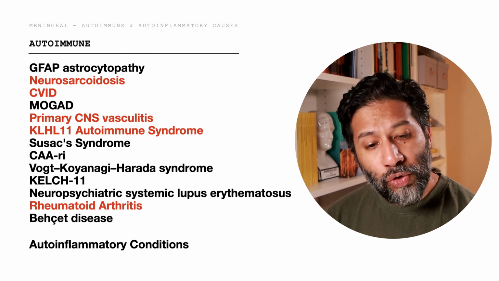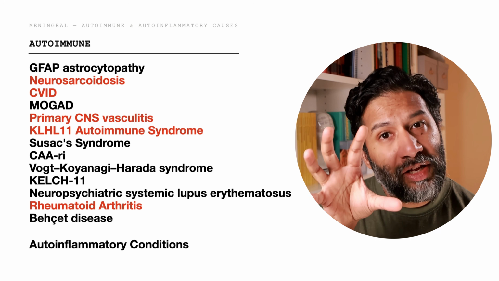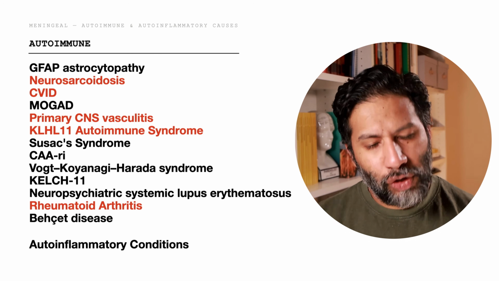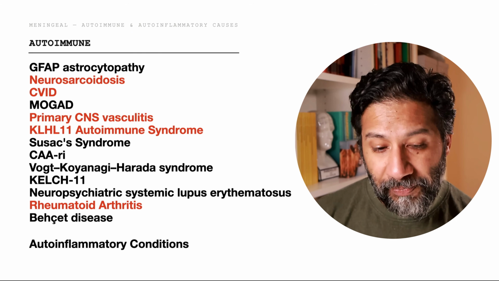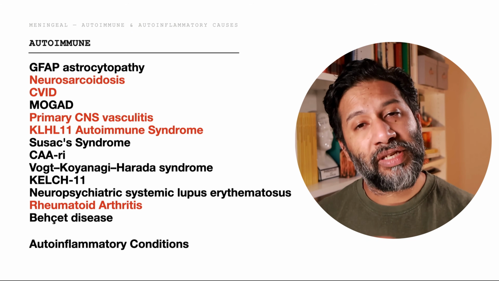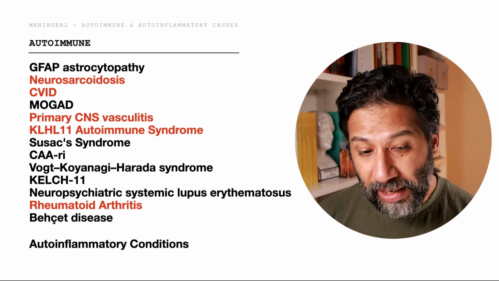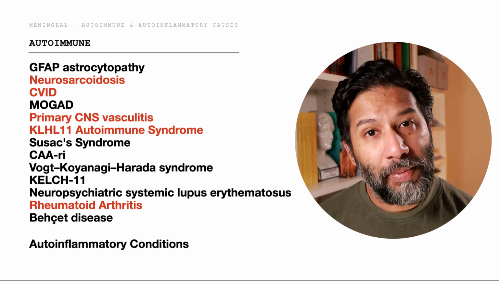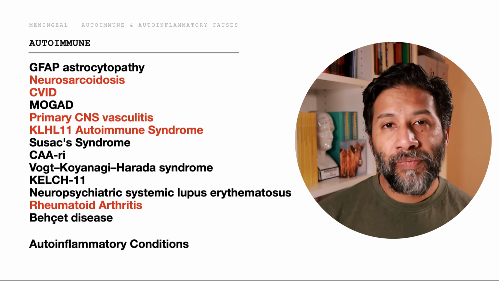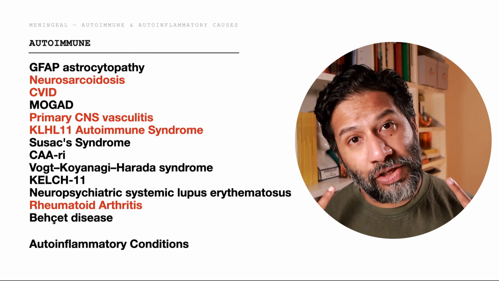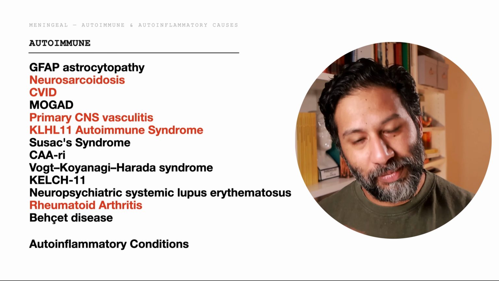MOGAD can cause a condition called cortical encephalitis, where they get this contrast enhancement peripherally in the leptomeninges, and they can get thickening of the cortex, classically seen in T2 FLAIR. Then CLHL11, KLHL11, is an autoimmune syndrome that presents with a testicular seminoma, and patients can present with a brainstem rhombencephalitis pattern, and sometimes they can also get this granulomatous inflammatory pattern as well. Susac's, which is the classic brain, ear, and eye syndrome, they get branch retinal artery occlusions, they get sensorineural hearing loss as well, and they can get leptomeningeal enhancement alongside the corpus callosum lesions.